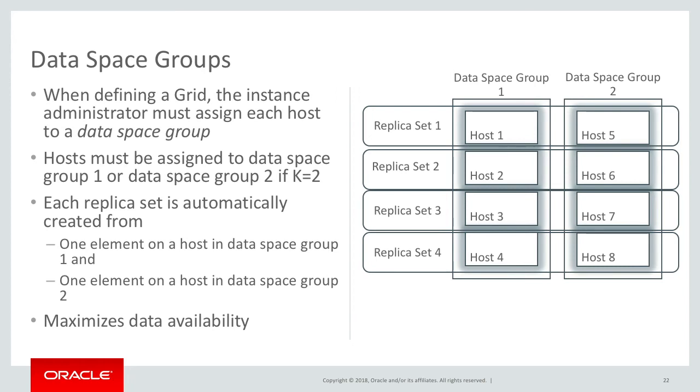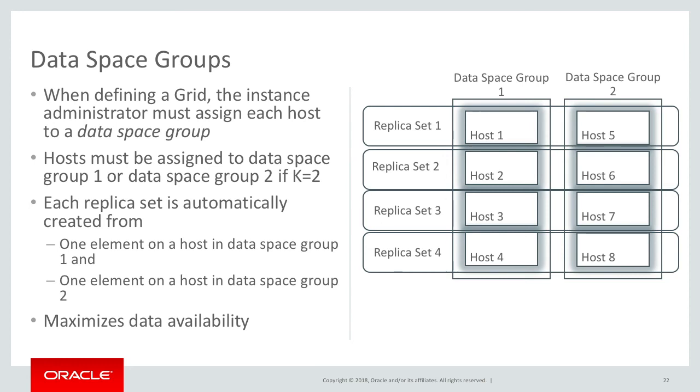In a cloud environment, data space group 1 might be hosts in one availability zone, and data space group 2 might be hosts in a different availability zone. The idea is if something catastrophic happens, all the hosts in one data space are going to go down at once, but it's much less likely that something will take down hosts in different data spaces simultaneously.